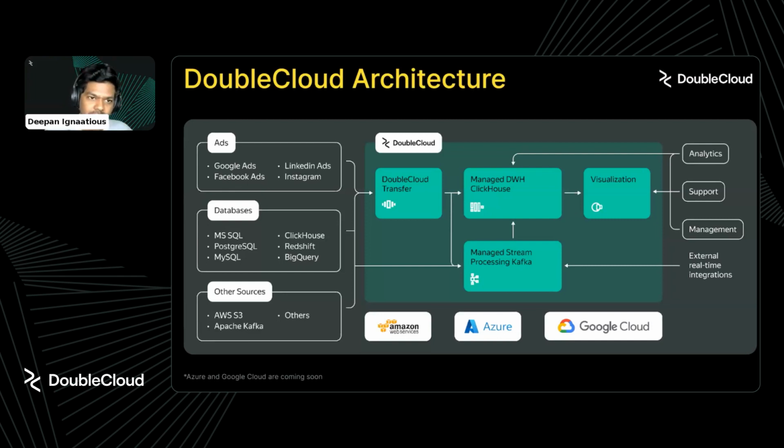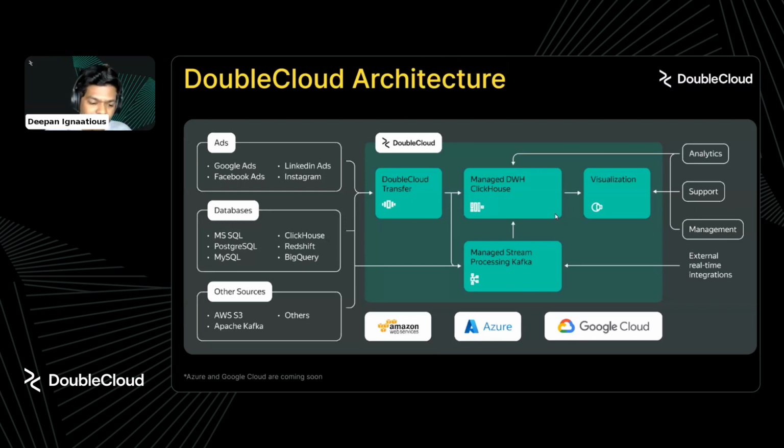DoubleCloud is not just about Transfer. We also have other things built around it. We have managed data stores, like ClickHouse, which is one of the fastest data warehouses for analytical purposes. It can run your queries at lightning speed. We also have managed Kafka, and we can build streaming pipelines using Kafka.